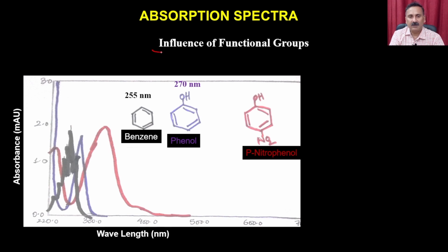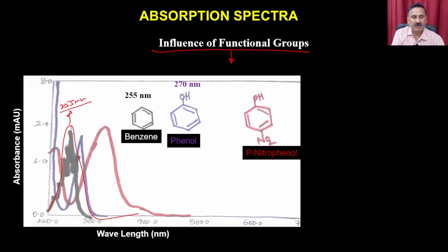Let's see how the functional group decides how the absorption works. For example, I have taken three molecules. One is benzene. Another is benzene with OH added. And the third one is para-nitrophenol, where I have added NO2 on the front. So this one has no functional group, this one has one functional group, and this one has two functional groups. This is the benzene spectrum, and it goes like this and gives you a wavelength of 250 nanometers.